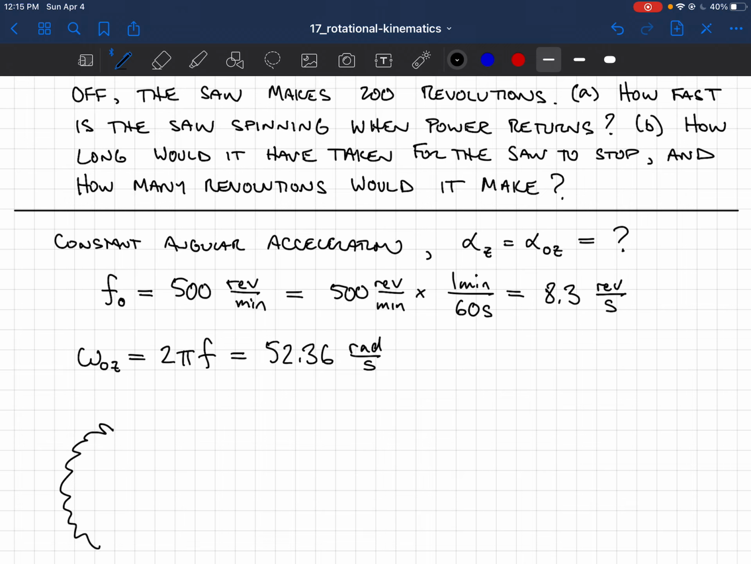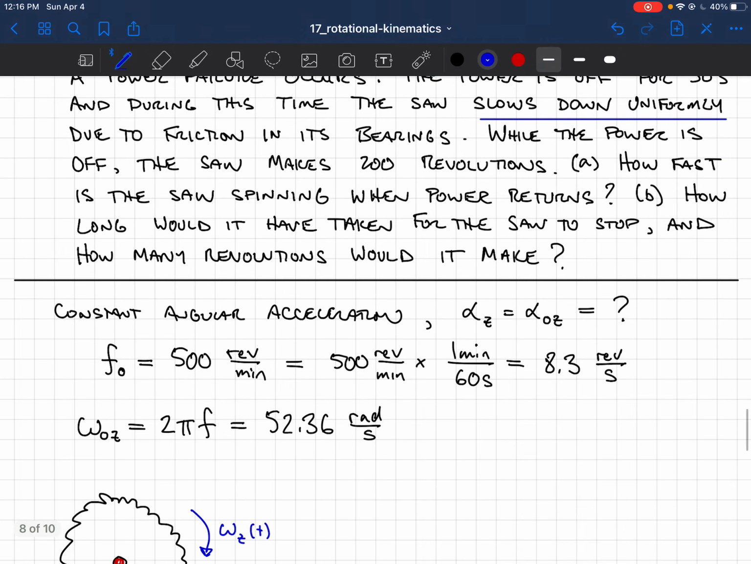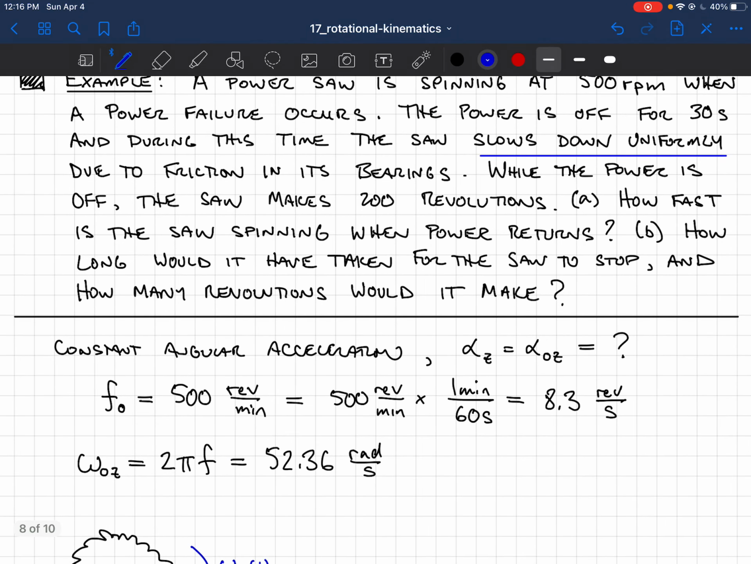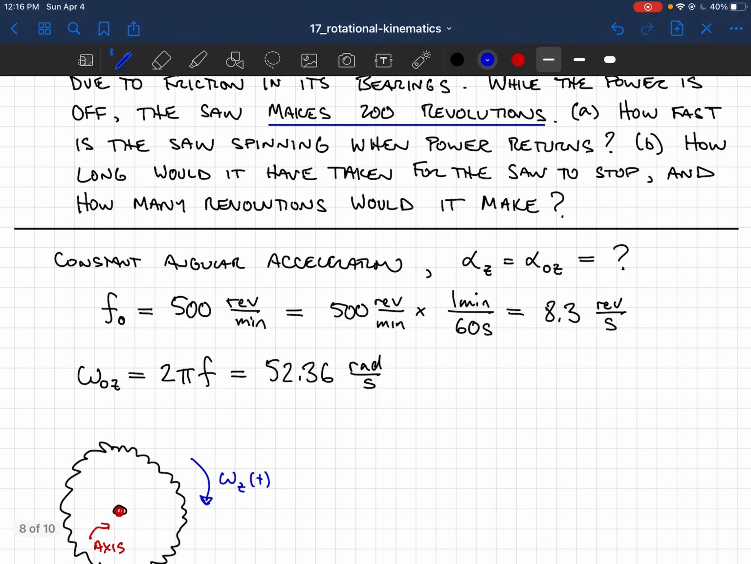So what does the picture look like? We have a saw. This is the cutting edge of the saw. It has some axis like that, and it's going to be rotating with some omega, which is changing in time, but it has some initial angular velocity equal to 52 radians per second. So we know that it doesn't stop after 30 seconds, but we know that in 30 seconds it makes 200 revolutions. So what does that tell us?